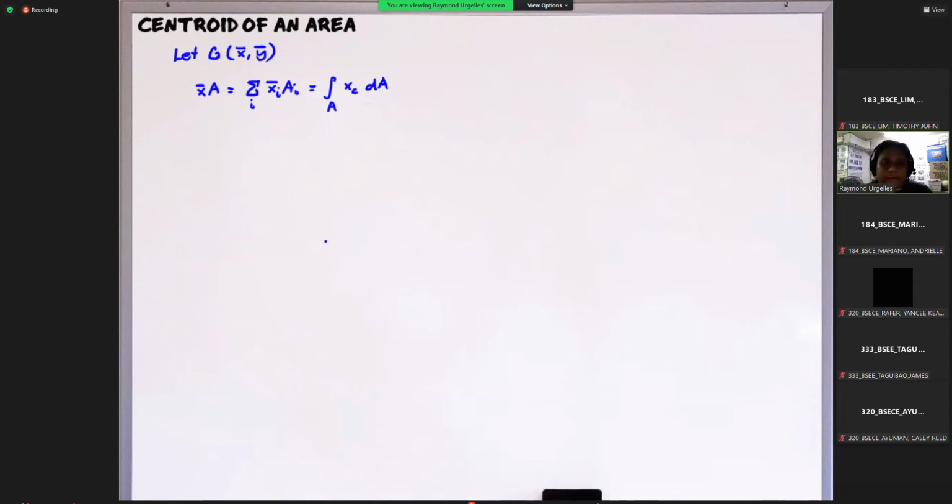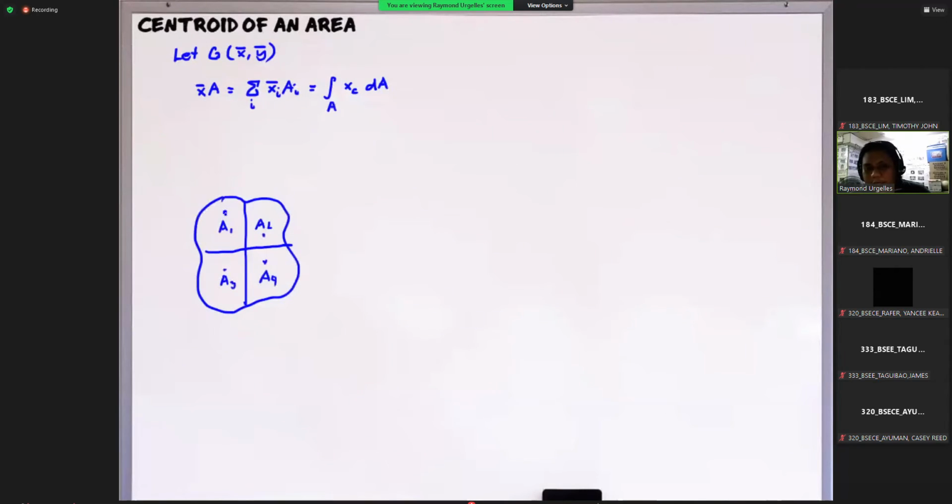Nakuha ba? So for example, let's say you are given some figure like this one. Then the idea is we can break this down into smaller areas, for example, A1, A2, A3, A4. Tapos pag alam natin yung centroids nung mga individual areas na nakuha natin, pwede natin gamitin 'to. Or another option is pag wala tayong makuha na common figure kung saan makukuha natin yung mga centroids, then we can make, let's say, small strips. Let's say we have vertical strip.